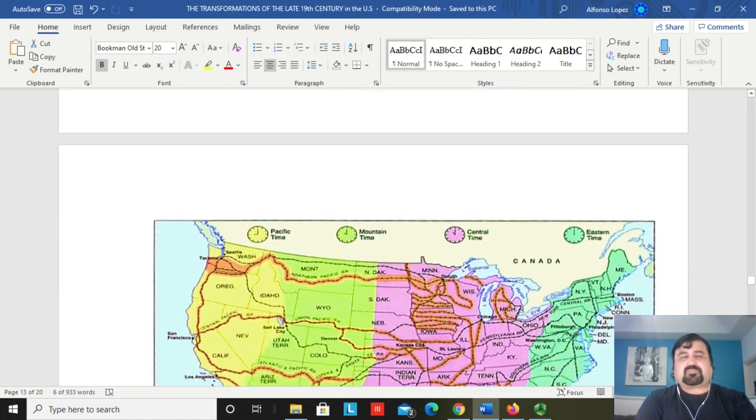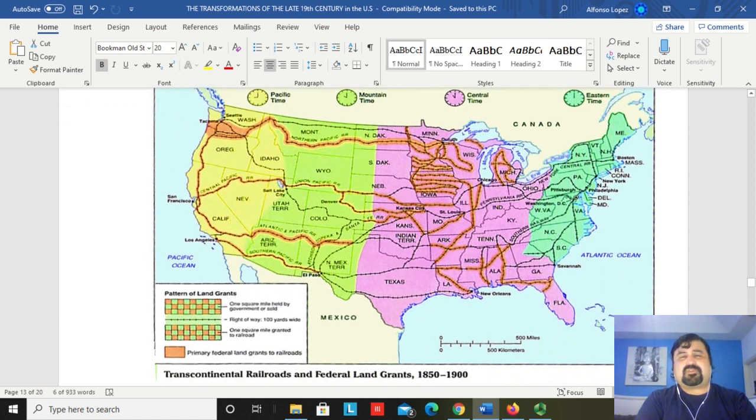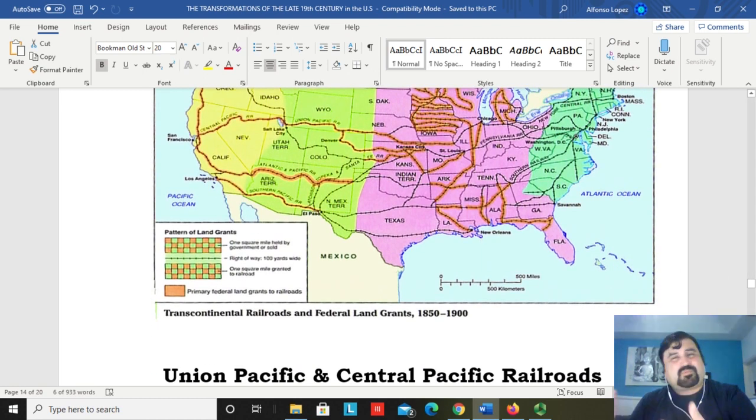So, roughly speaking, this is the map that shows you the lines of railroad development of the Northern Pacific across the north, the Union and Central Pacific along the midsection of the country, and the Southern Pacific going along the southern border with Mexico as well. There are four. And again, this is going to, of course, take time.